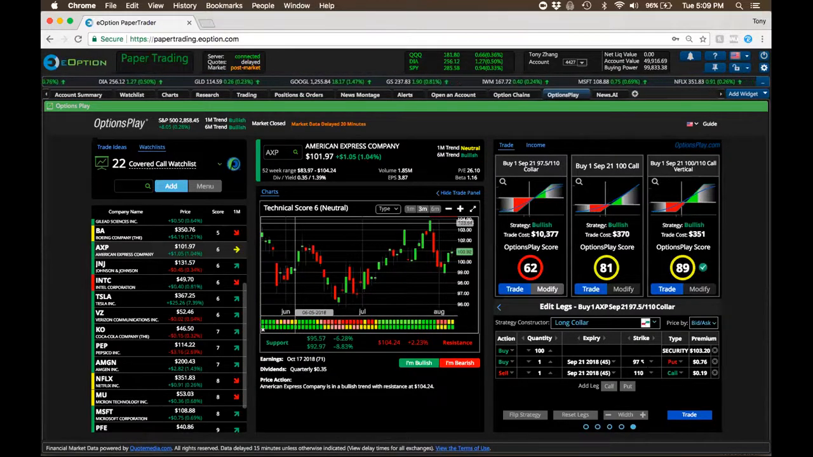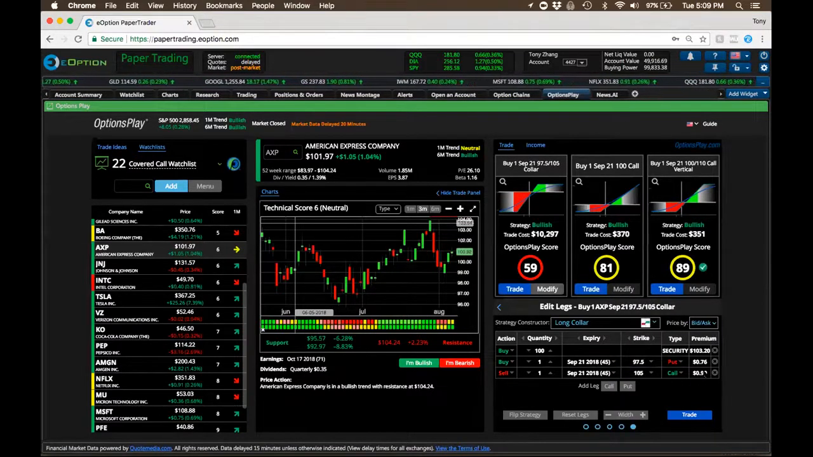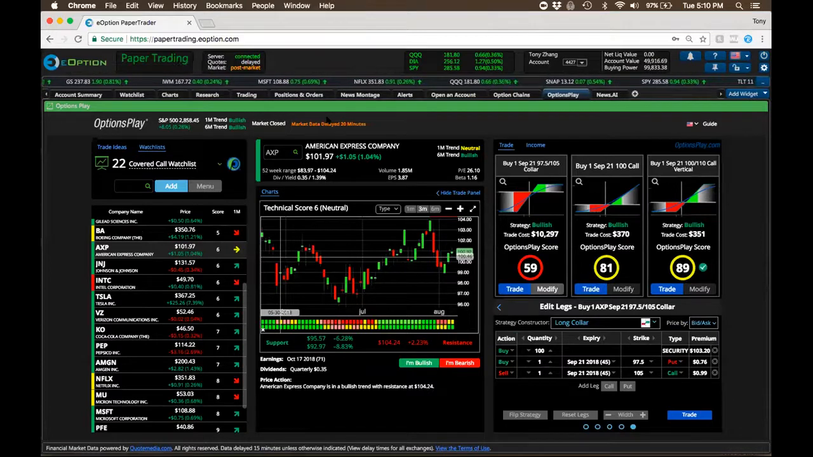So maybe you can buy a 97.5 put for 76 cents and then maybe sell a 105 call for 99 cents. So this brings your net almost to even. So this allows you to have some downside protection while offsetting the cost of that by selling some calls against it. So that's one of the ways that you can insure against losses on a stock while selling some calls.